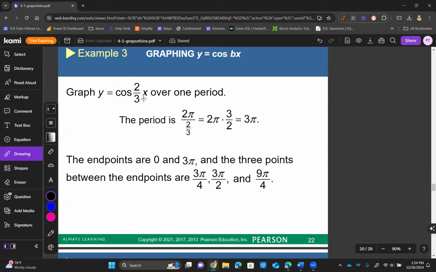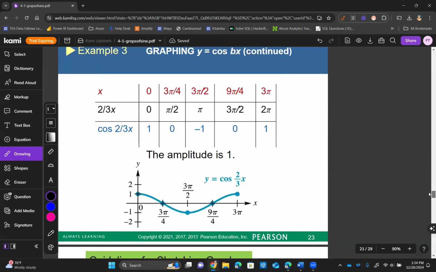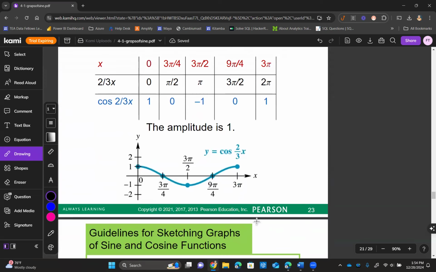So one full cycle of the cosine curve has to fit in from 0 to 3 pi, and then you can get the new points. When you connect them, you will have the graph of cosine of 2 over 3x. The way I do this without a calculator on my own is, again, I just create the chart for the main graph, which is cosine of x.